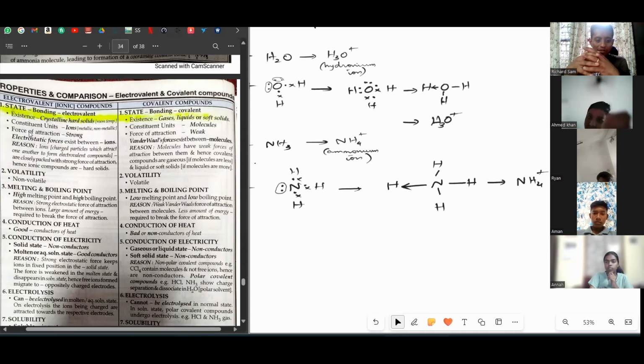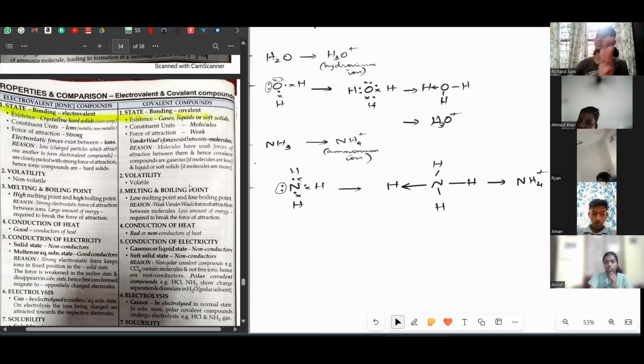If you talk about conduction of electricity, they don't conduct electricity unless they're in the molten state or the aqueous state. Molten means they're melted. Aqueous state means they're dissolved in water. Only then will they conduct electricity. Most of those points will be seen in these differences over here.